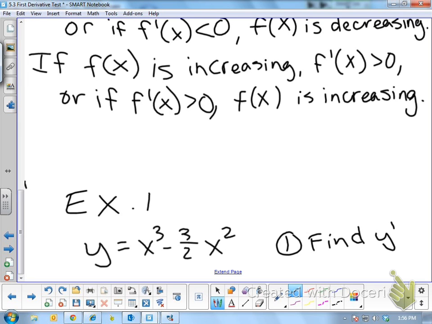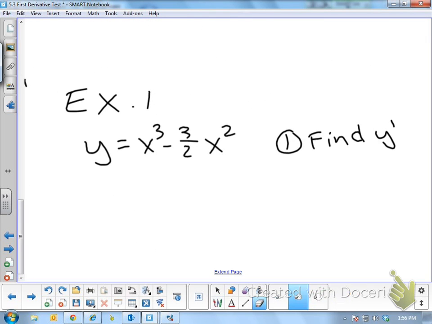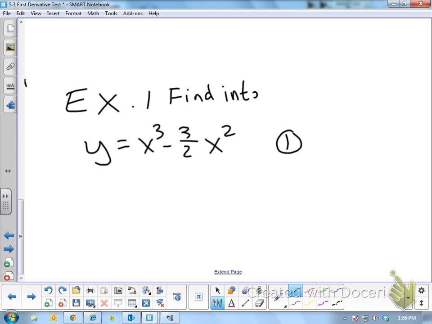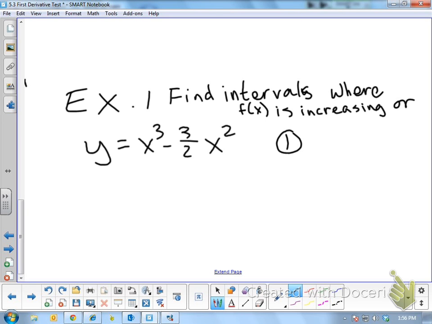Okay, so let's do an example. y equals x cubed minus 3 halves x squared. So I can't just give you a function, I need some instructions. So I want to find the intervals where f of x is increasing or decreasing.